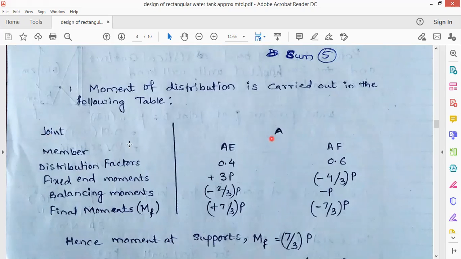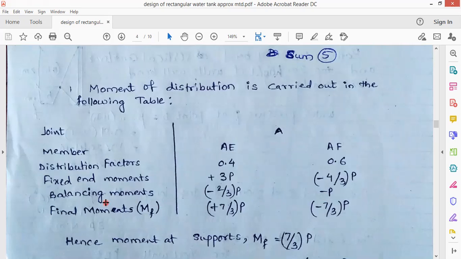So the joint is A, with members AE and AF. The distribution factors we have calculated are 0.4 and 0.6, and the fixed end moments we have calculated are plus 3p and minus 4 by 3p. The balancing moment is this plus this, divided by 2. So it is minus 2 by 3p, and here it is this into this, which is 2 by 3p, and it is minus p.